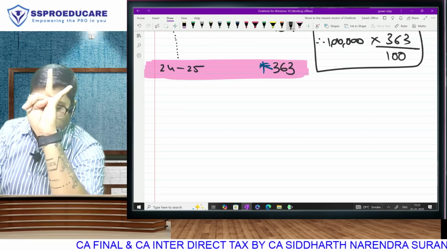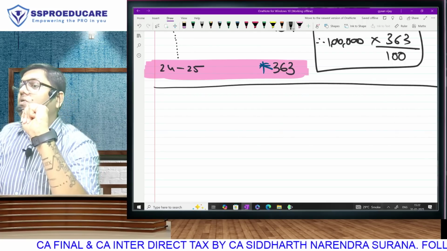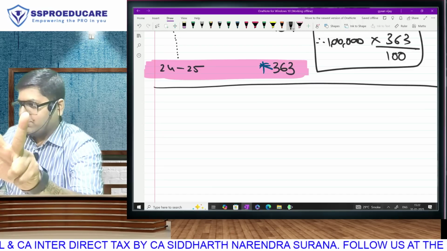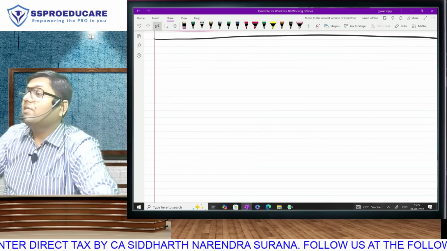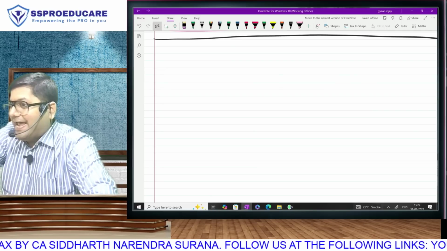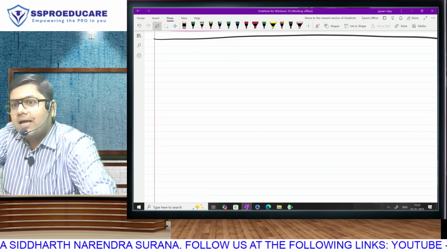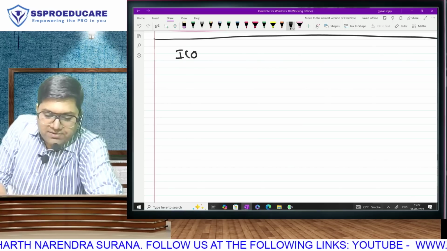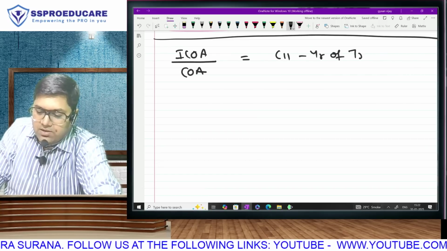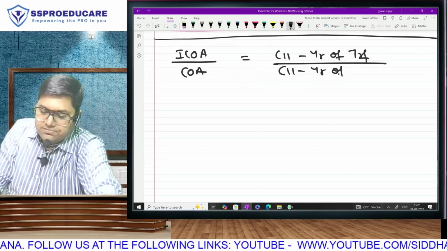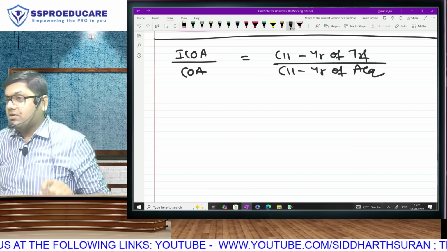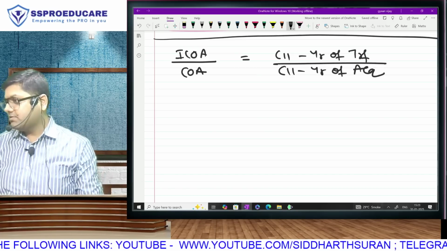Now I would like to give you the definition. And last I will do exception and amendment. Meaning clear, logic clear, calculation clear. Now what is the definition? This is how they have written it in the Income Tax Act. Index cost of acquisition is that cost of acquisition which bears to the cost of acquisition the same ratio as the cost inflation index of the year of transfer bears to the cost inflation index of the year of acquisition.